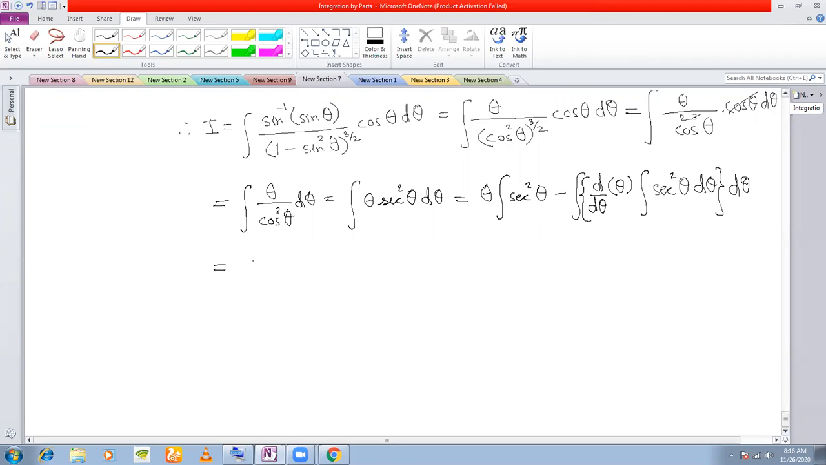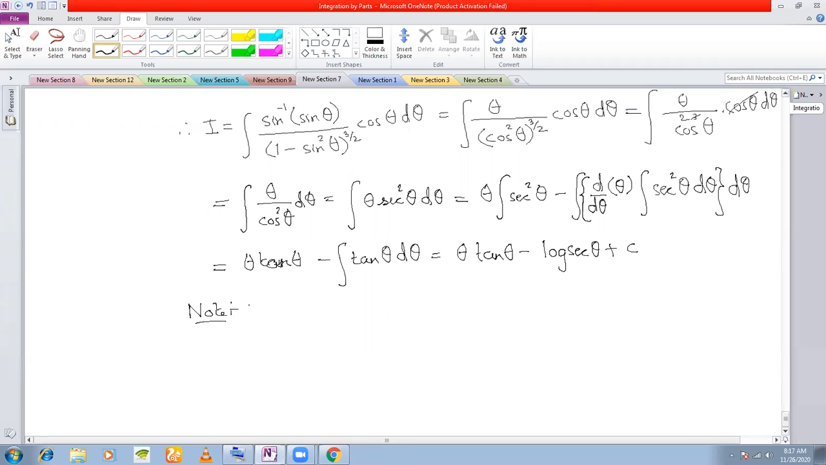So this becomes theta tan theta, because integral sec square theta is tan theta. This becomes theta tan theta minus integral of d d theta of theta, which is 1, into integral sec square, which is simply tan theta, d theta. What you get here is theta tan theta, and integral tan theta is log sec theta plus constant of integration.